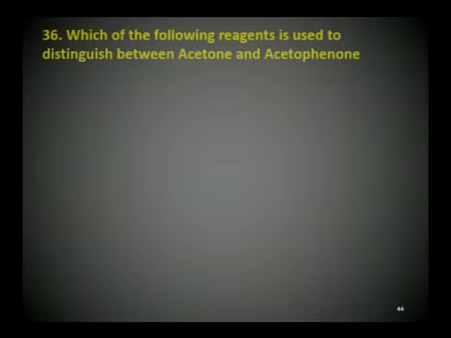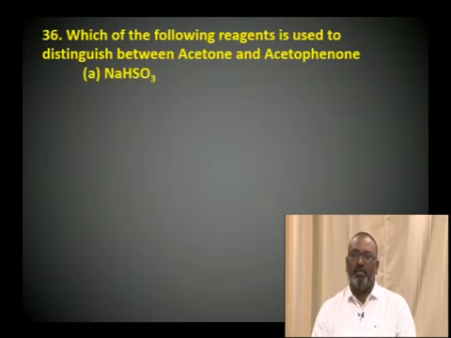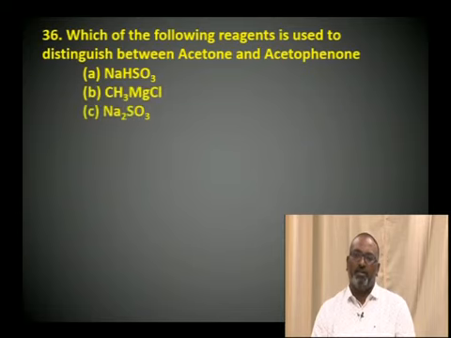Question number 36. Which of the following reagents is used to distinguish between acetone and acetophenone? You know that CH3COCH3 is acetone, C6H5COCH3 is acetophenone. Options given are sodium bisulfite, Grignard reagent, sodium sulfite, ammonium chloride.